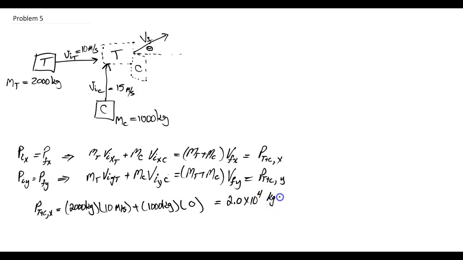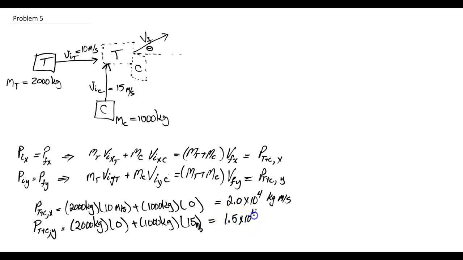kilogram meter per second. Likewise, the momentum in the y direction for the car and truck after the collision is going to be 2,000 kilograms. Now the truck was not moving in the y direction initially, so that's 0, plus 1,000 kilograms times the initial velocity of the car in the y direction, which is 15 meters per second, and that gives us 1.5 times 10 to the 4th kilogram meter per second.